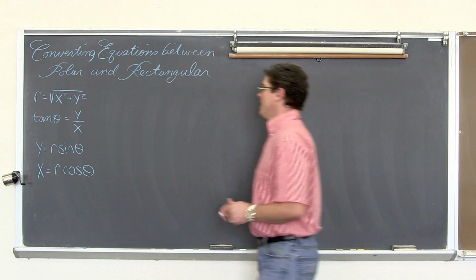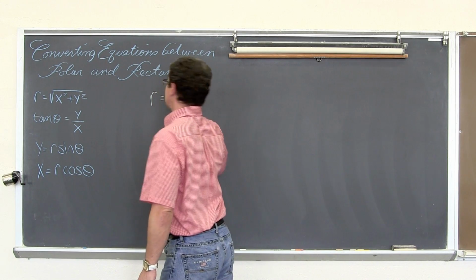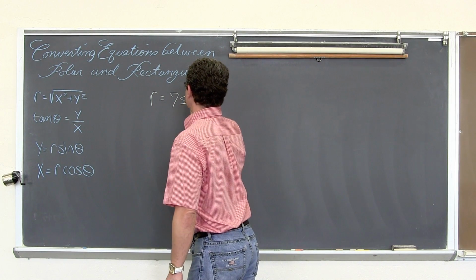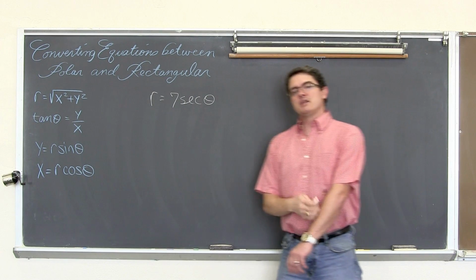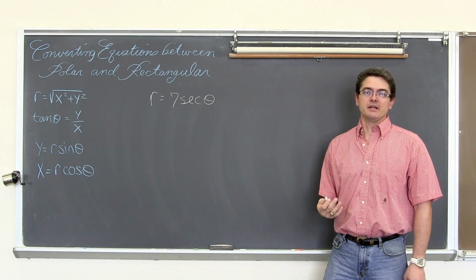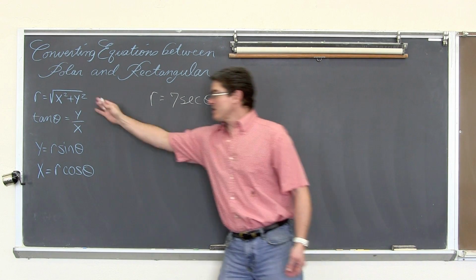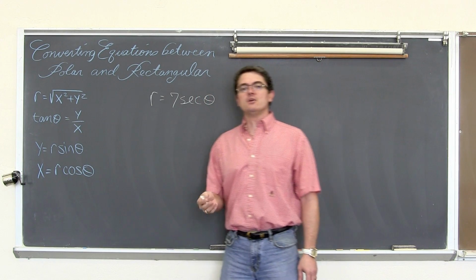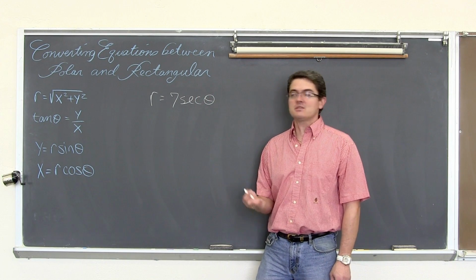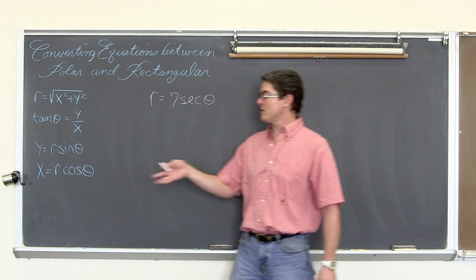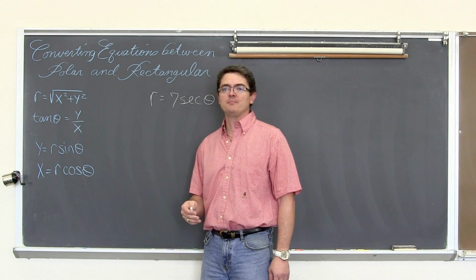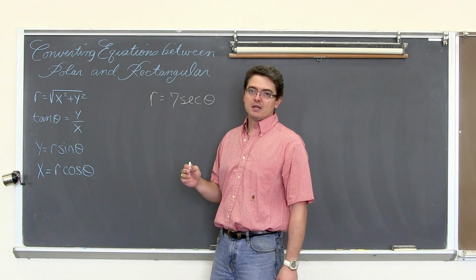Okay, here we go. We have r is equal to 7 times the secant of theta. Let's rewrite that so that there's no r's and theta in it. As I look at my conversion formulas over here, I don't see any conversion formulas with secant or cosecant or any other trig function, well, tangent, but there's no secant.